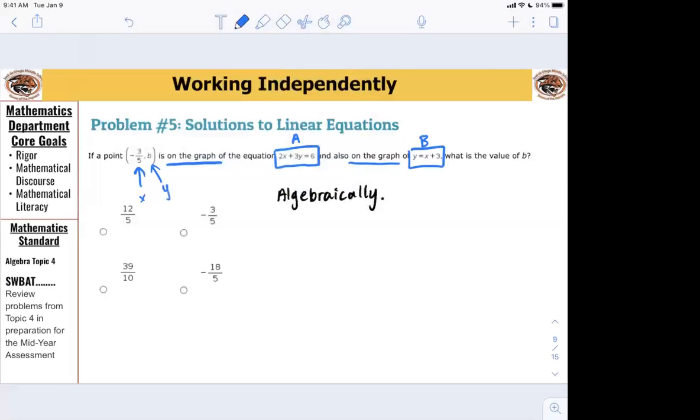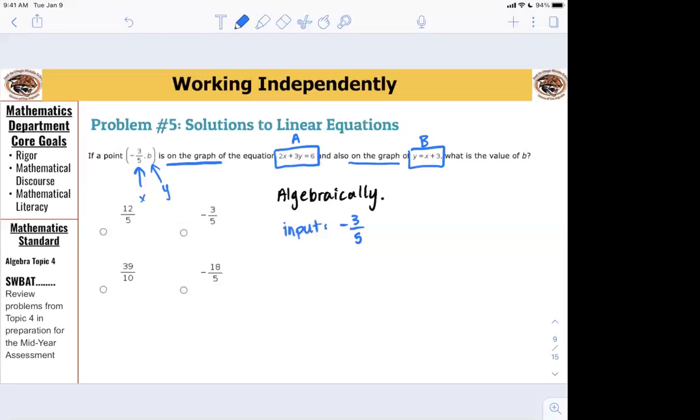If I know the input, what can I do? Plug in, not the output, you can plug in what you know to figure out what you don't know. So I know that the input is negative 3 comma 5, and I can use that to figure out my output. Now, here's where it gets kind of nice. You have two options. You have equation A and you have equation B. If that point is on the graph for both of them, does it matter which of those equations you plug it into? No. It doesn't.